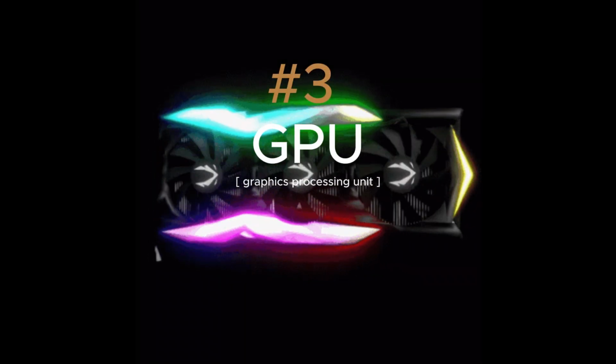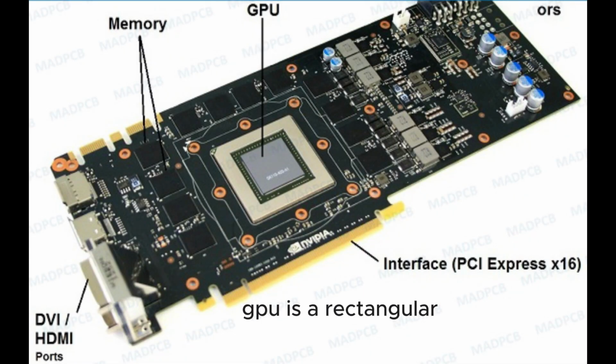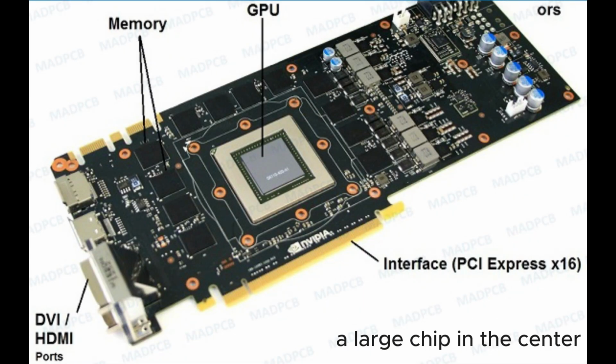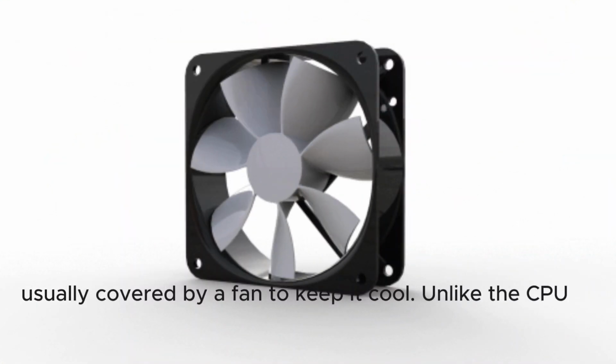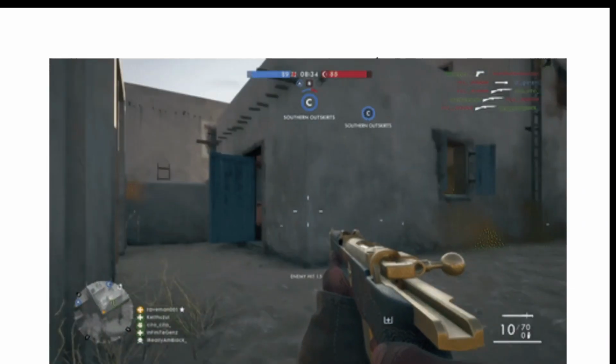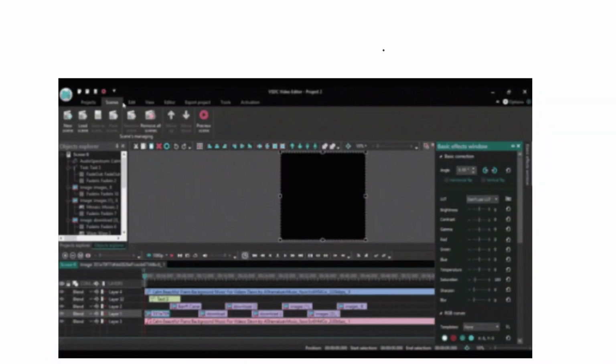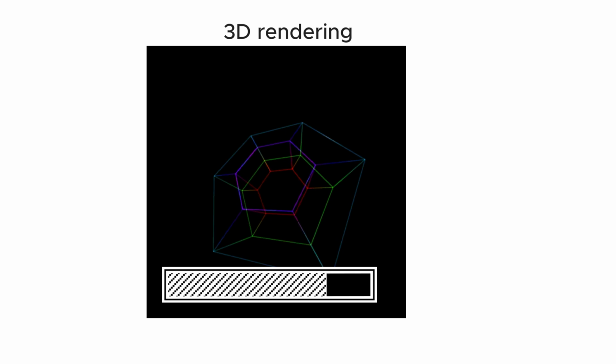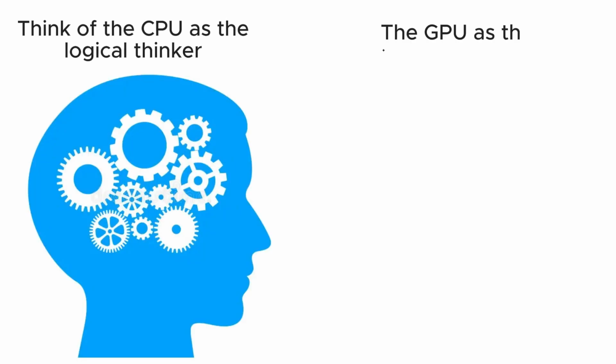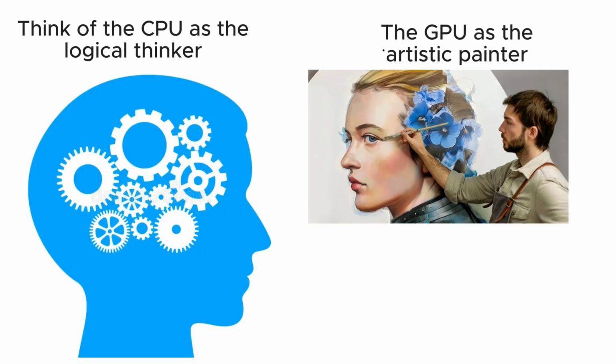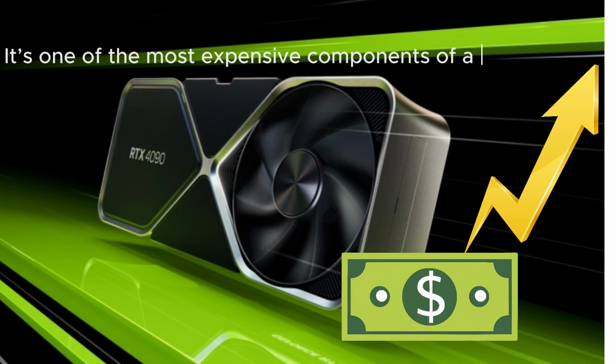The graphics card, GPU, is a rectangular board with a large chip in the center, usually covered by a fan to keep it cool. Unlike the CPU, the graphics card handles visual tasks, such as playing video games, video editing, and 3D rendering. Think of the CPU as the logical thinker and the GPU as the artistic painter. It's one of the most expensive components of a computer.